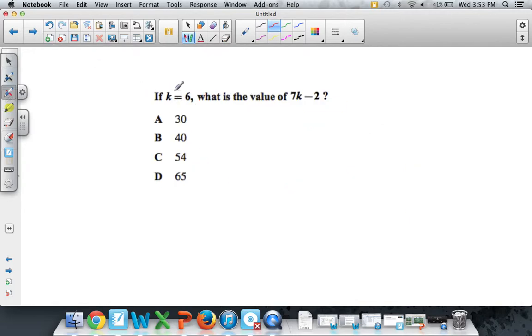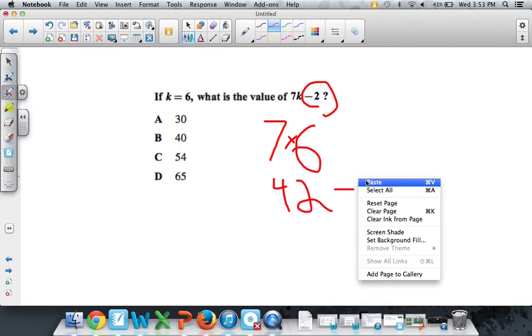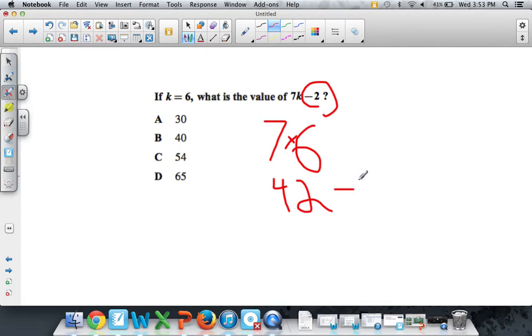If k equals 6, what is the value of 7k minus 2? Again, just substitute. That letter and number stuck together, that means multiplication. So 7 times 6 is happening there. What is 7 times 6? If you said 42, man, you're a times tables expert. Don't forget the minus 2 part. 42 minus 2 will get you 40.